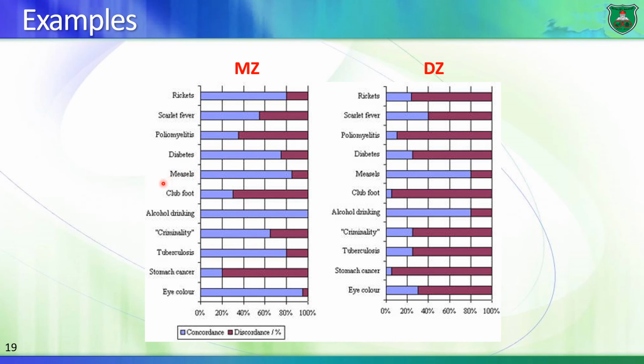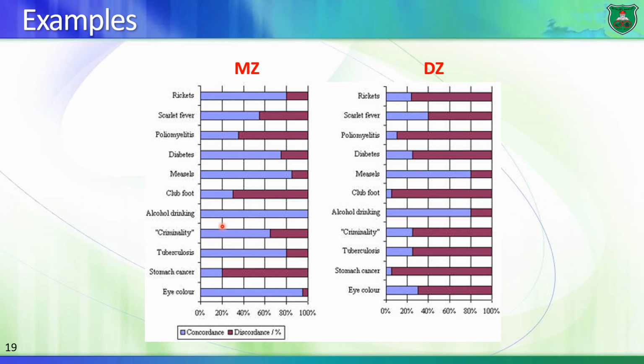Let's look at measles. Okay, now measles. If one monozygotic twin is affected, then there is about an 85% chance that the other one would be affected. Great. Well, how about dizygotic twins? Again, there is an 80% chance that if one is affected, the other one would be affected. So there is really no difference between dizygotic twins and monozygotic twins because it's contagious. Okay, it has nothing to do with genetics.